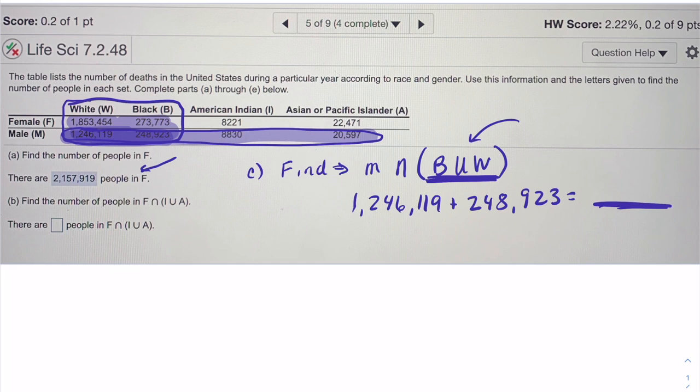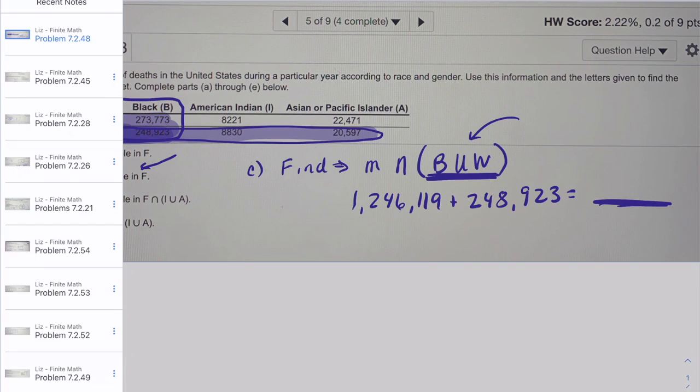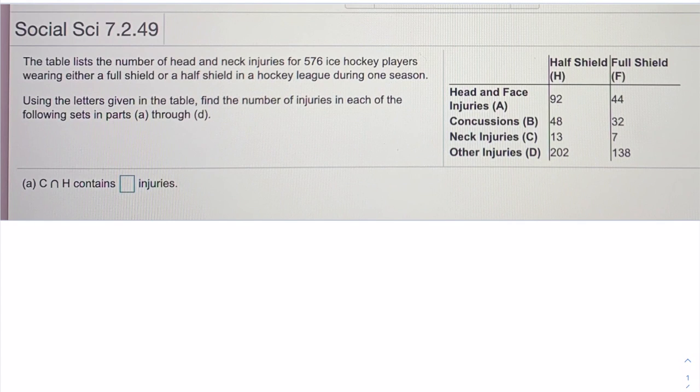Now watch problems 49, 52, 53, and 54. And after you watch all 5 of these, you should really hopefully get a good sense of what we're doing here. So 49 is this one. So now we want to find C intersects H. So this one's even simpler than the last one, but I'm not going to do C intersects H. I'm going to do D intersects F. Okay, so D, if I look at D, which is other injuries, I want to look at all the people who have other injuries, and I want to intersect that with everyone who had a full shield.